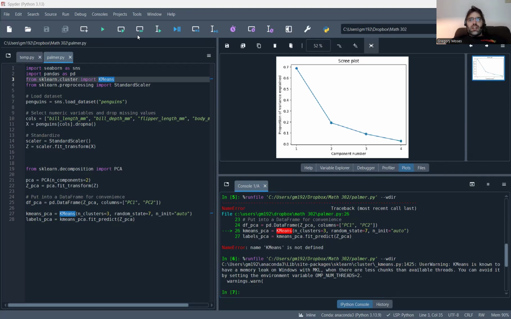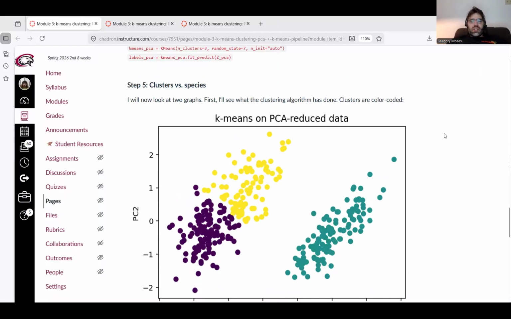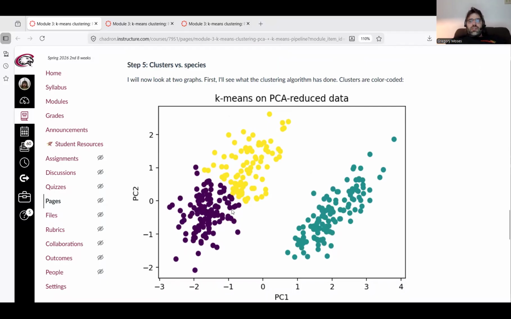And I am just going to come to canvas and show the scatter plots here. So this is the result of k-means clustering on the PCA reduced data. We only ended up using 2 dimensions, so we can perfectly and completely plot this.